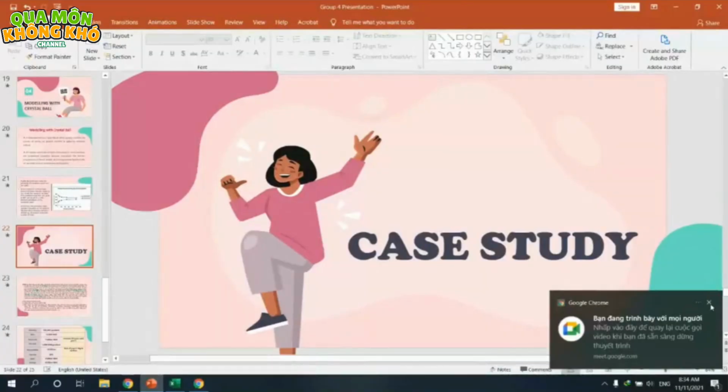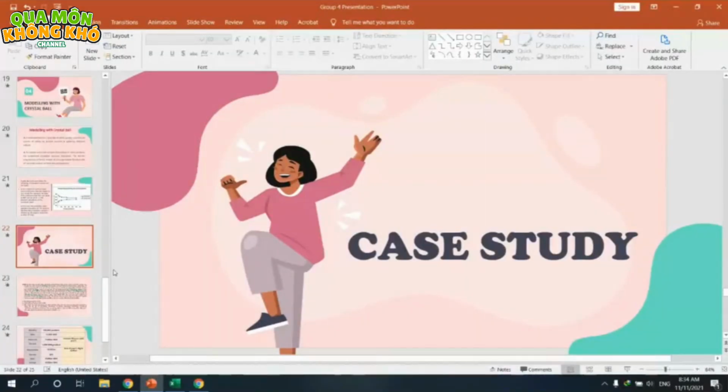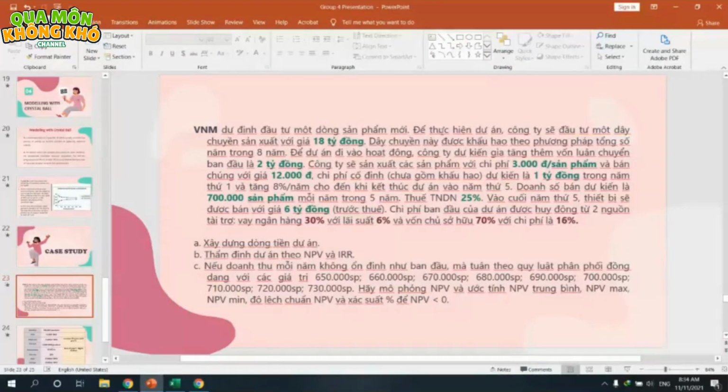So here is the case study. We have a case study to apply the random variables to the real world and also simulate the NPV. And here are some important figures that we need to calculate in the case study.